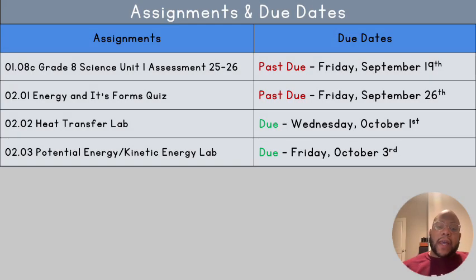Looking at our assignments and due dates, this week we do have 2 assignments to complete. And we're just going to call this week a lab week. So we have our 02.02 heat transfer lab due on Wednesday, and then our 02.03 potential energy and kinetic energy lab due Friday. Both of these are fairly easy labs to complete, not very detail oriented. You're going to be using a simulation as we don't have equipment at all of our houses to complete these labs. So we are going to be using a simulation, and we'll take a look at what all that entails a little later.